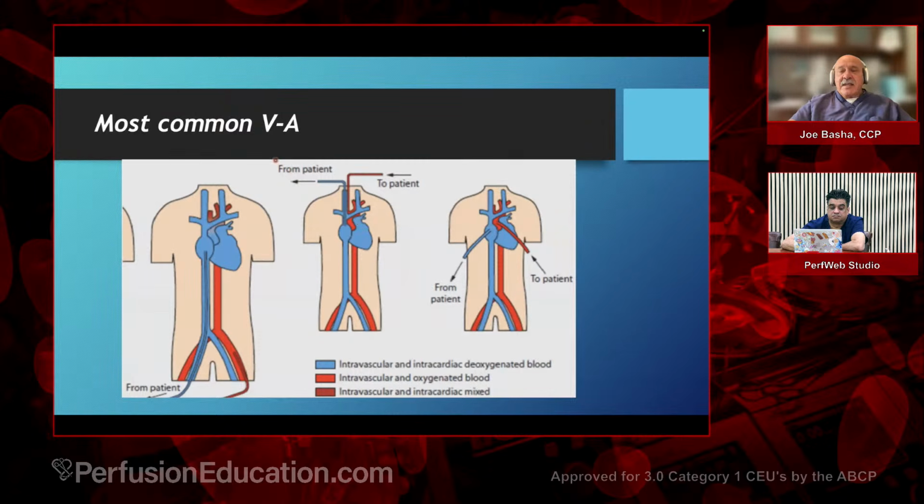Here's another, this is VA ECMO now, changing to that. You have access coming from the mid portion of the right atrium, returning to the femoral artery. You also have access from the SVC, returning to the carotid. You see this in children. They sacrifice one of the carotids for their ECMO return.